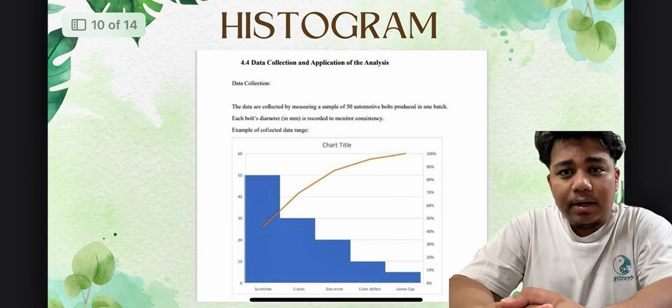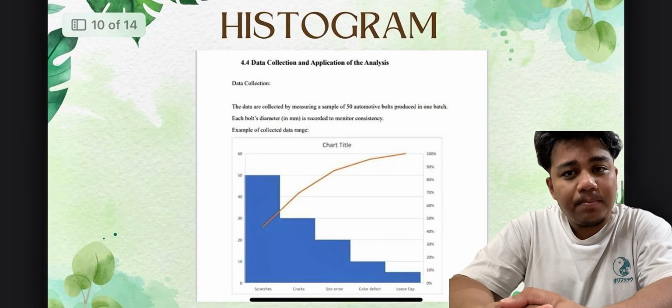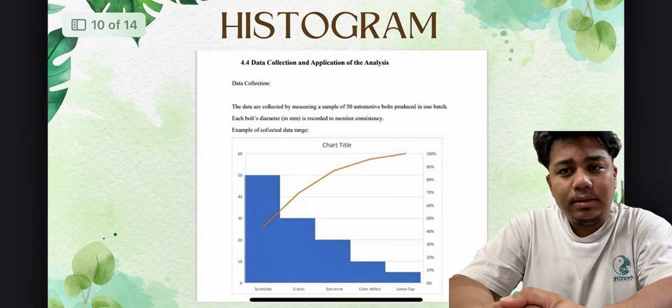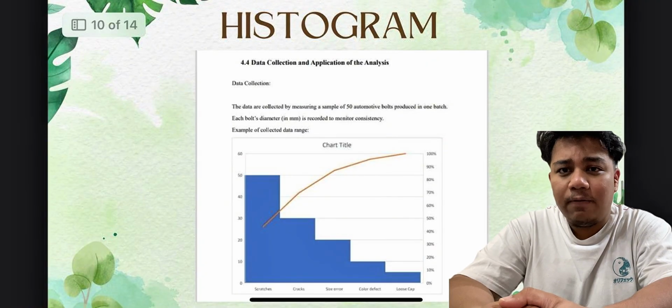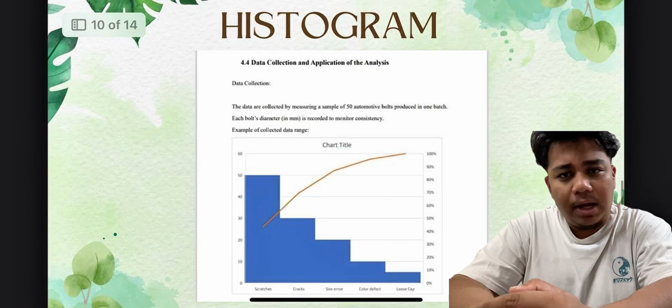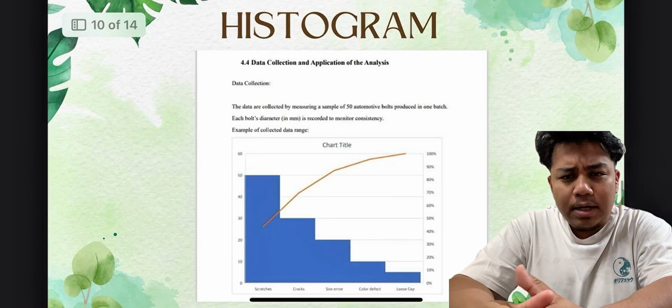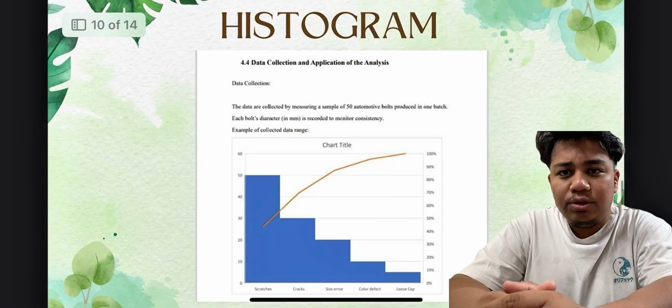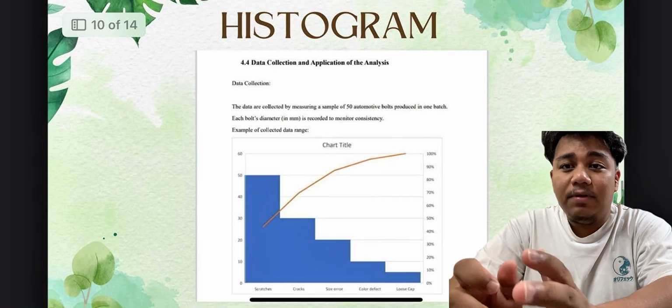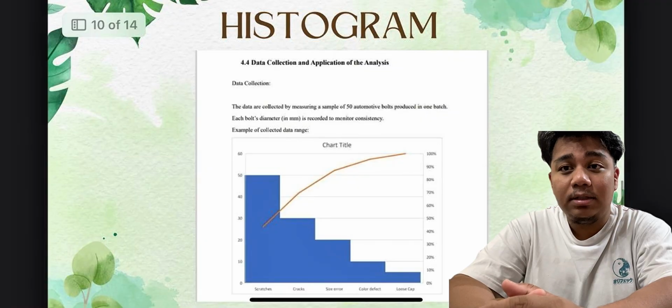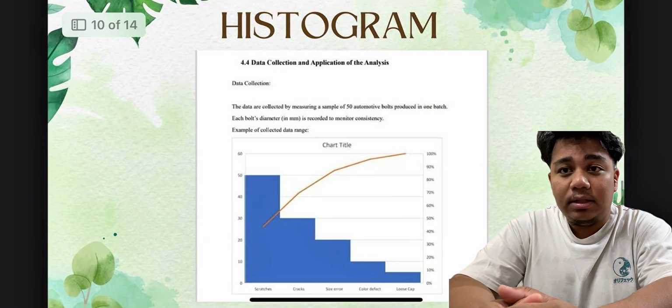For slide 2, data collection and application. This slide shows how data is collected for the histogram. We collected data by measuring 50 automotive bolts produced in one batch. Each bolt's diameter in millimeters was recorded to check for consistency. Here, you can see an example of the data range and its visualization. This helps us identify any variation or defect that might affect product quality.